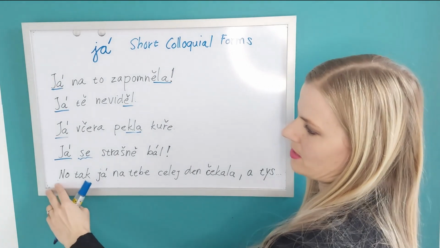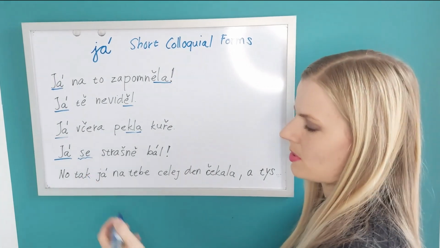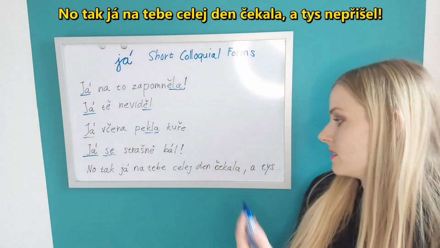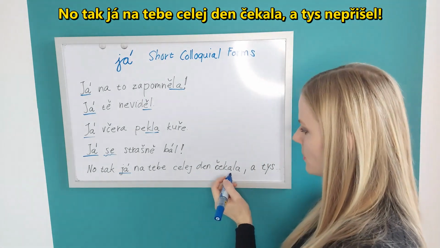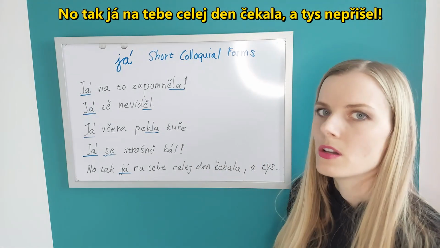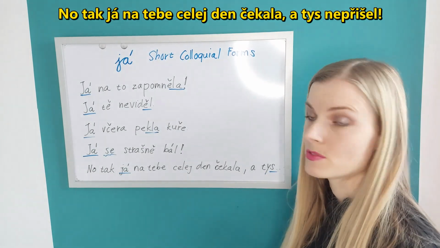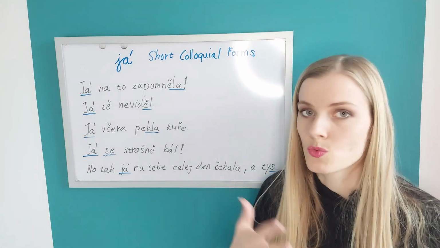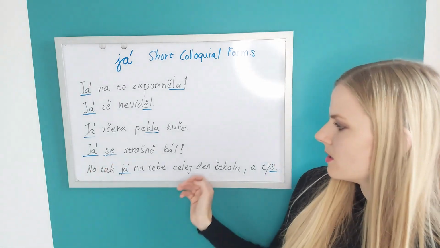So, for example, this sentence doesn't start with já, but we start by no tak. No tak já na tebe celý den čekala a ty jsi nepřišel. I was waiting for you the whole day and you didn't come. Ty jsi nepřišel. Also abbreviated. We will see that in a few seconds. No tak doesn't carry any meaning. They're just words that we add and we can leave them out. Já na tebe celý den čekala.